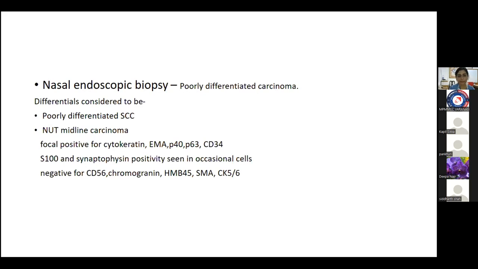How do we treat him now? So we have to use multimodality treatment, surgery followed by chemoradiotherapy, though we don't have concrete data on that. But in all the series, they have used all modalities of treatment in treating NUT midline carcinoma.